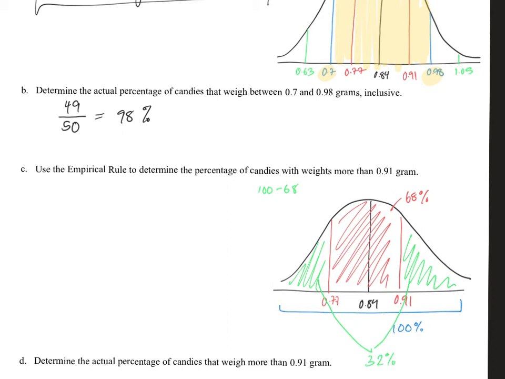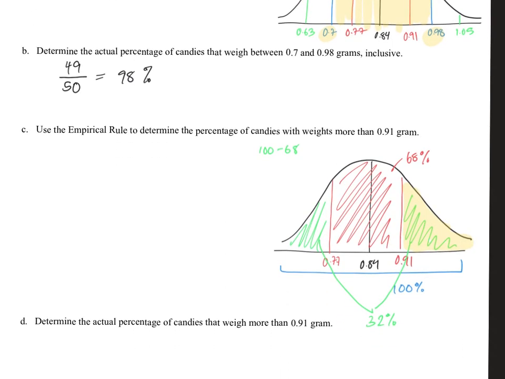But I want to find out the area greater than 0.91. And the area greater than that is going to be here. It's only going to be half of what I'm looking for. Well, to find that out, I'll just take half of the 32. So half of 32, and what's that? 16. So this area here is 16%. Okay, so what percentage of candies weigh more than 0.91 grams? 16%.